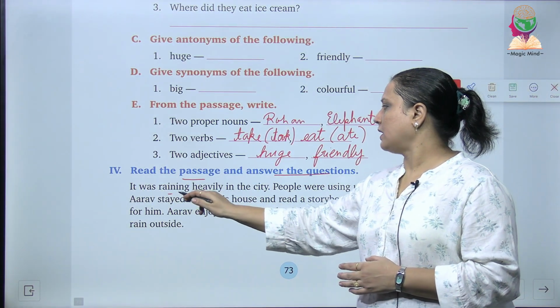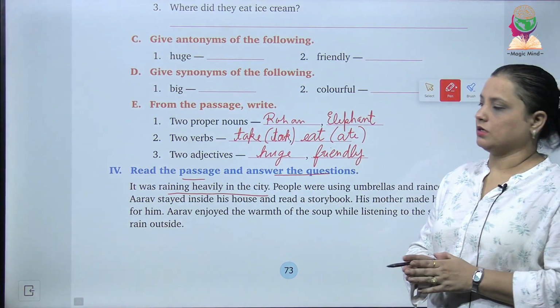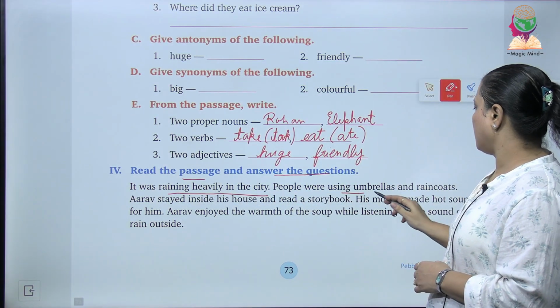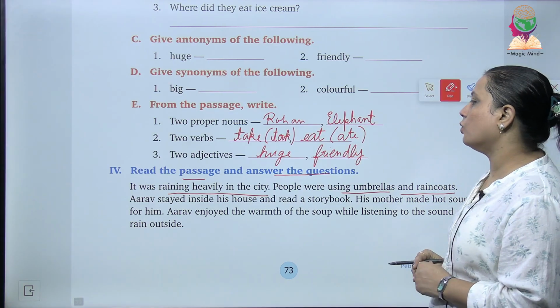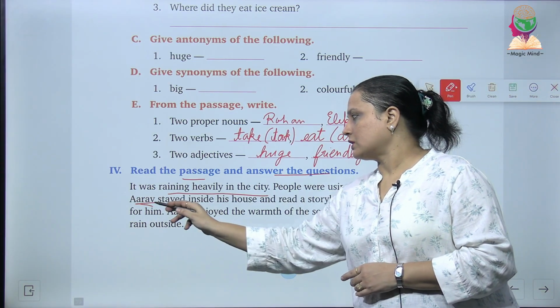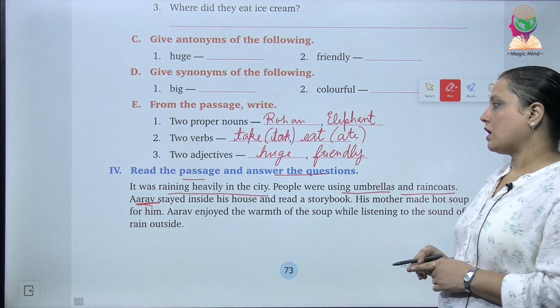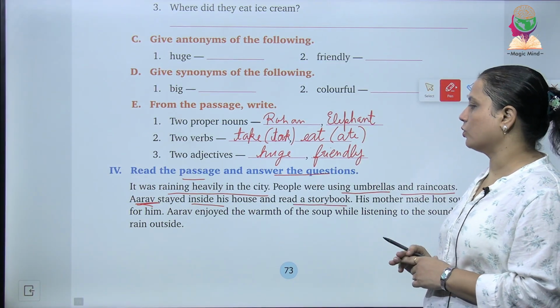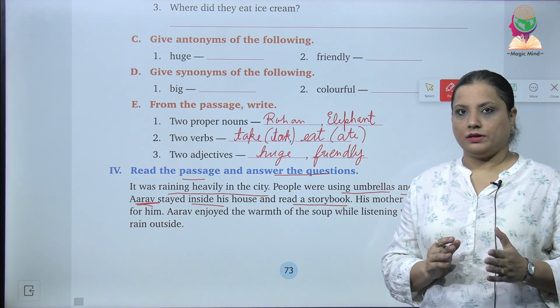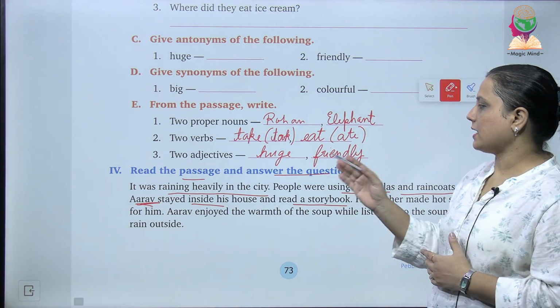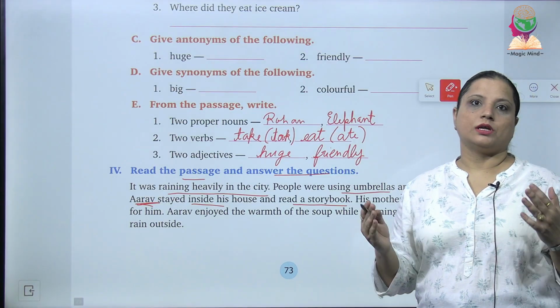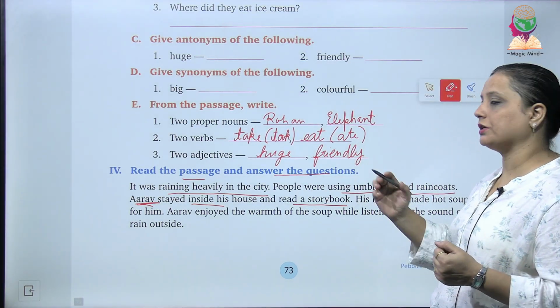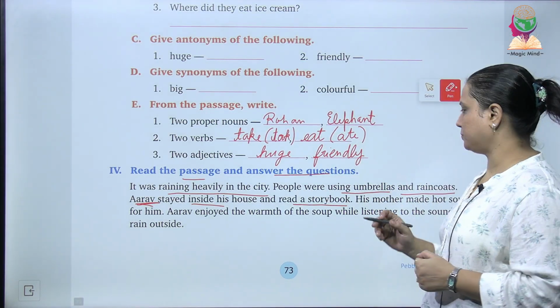It was raining heavily in the city. People were using umbrellas and raincoats. Arav, now there is the name of a boy mentioned over here. Arav stayed inside his house and read a storybook. So what was Arav doing? He was staying inside his house since it was raining outside, and he was reading a storybook.